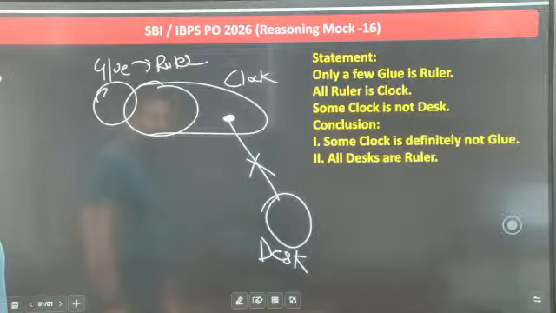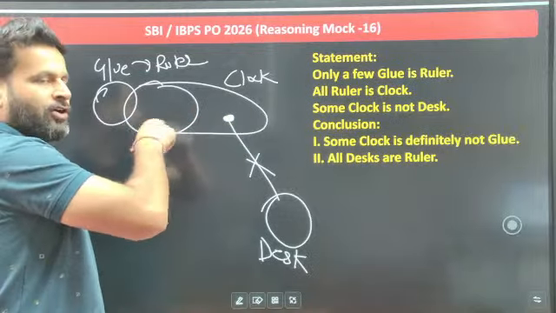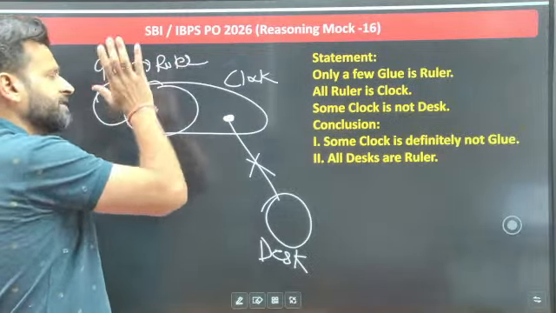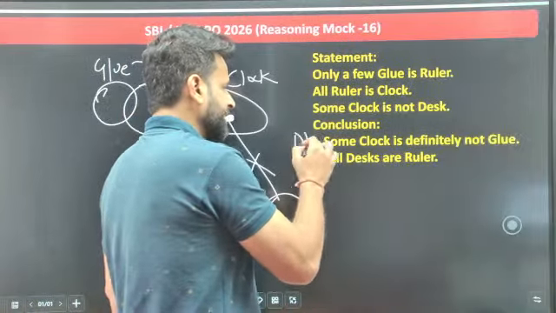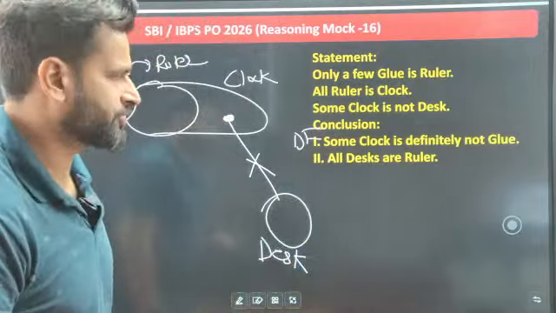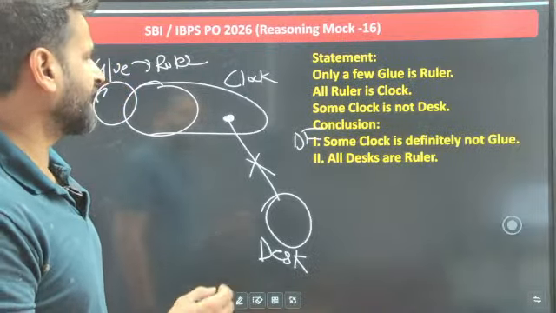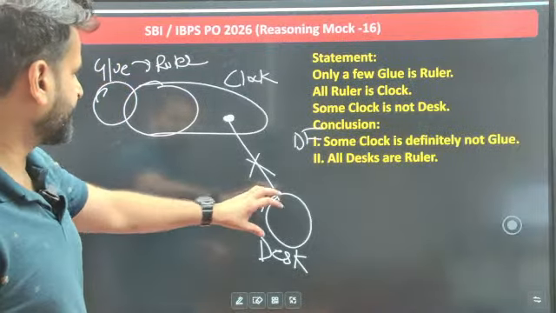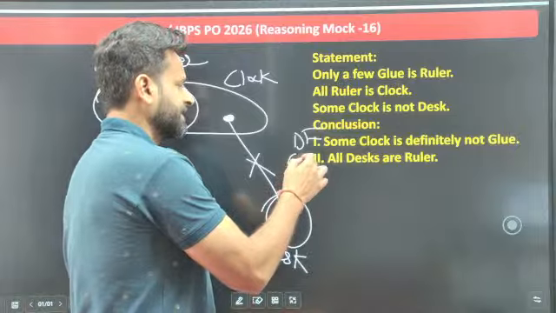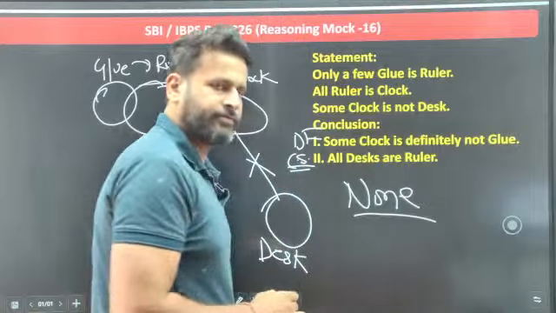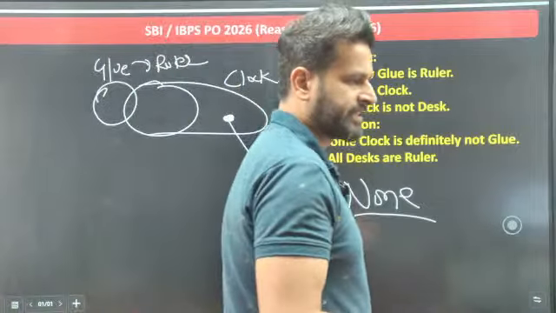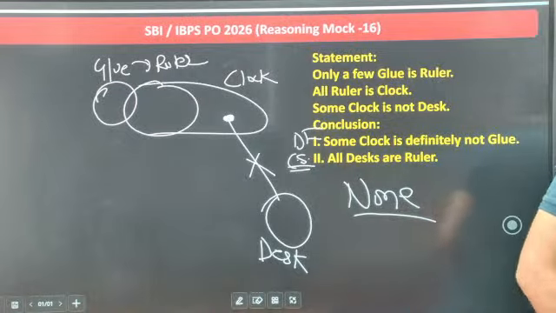I think कुछ ही दिन पहले हमने किया. We have done this ना. Some clock is definitely not glue. No. All clock, all ruler can go inside glue. No restriction. So some clock is definitely not glue. नहीं. It is wrong. We are not sure about it. All desks are ruler. All desks can be, cannot be. We have no idea. I can say none follows or neither one nor two follows. मतलब एक ही है. Both have got the same meaning, right?